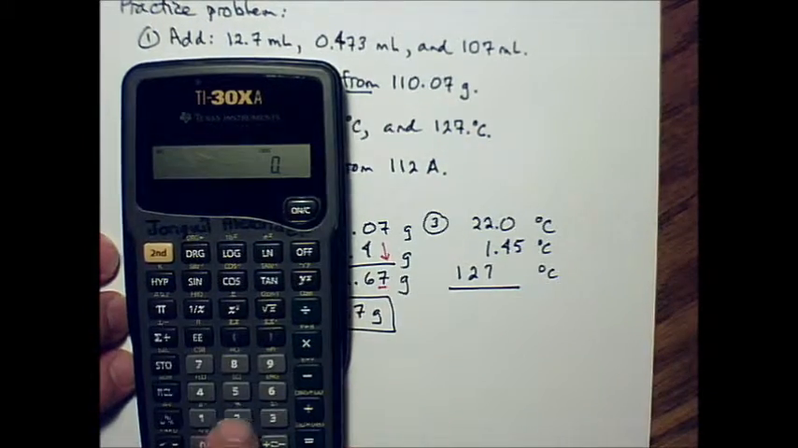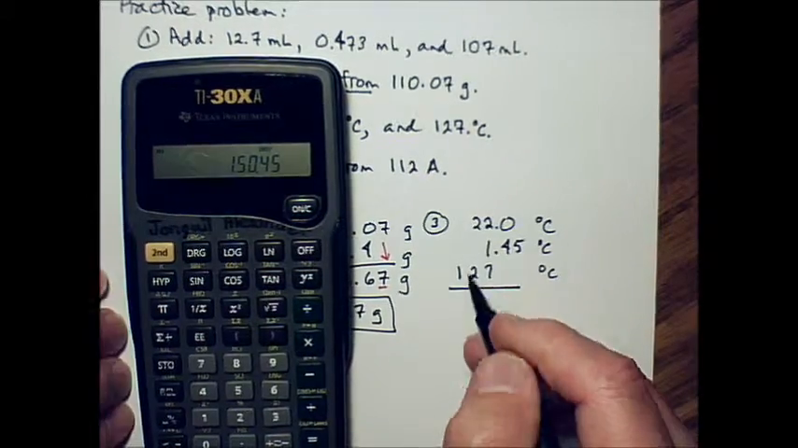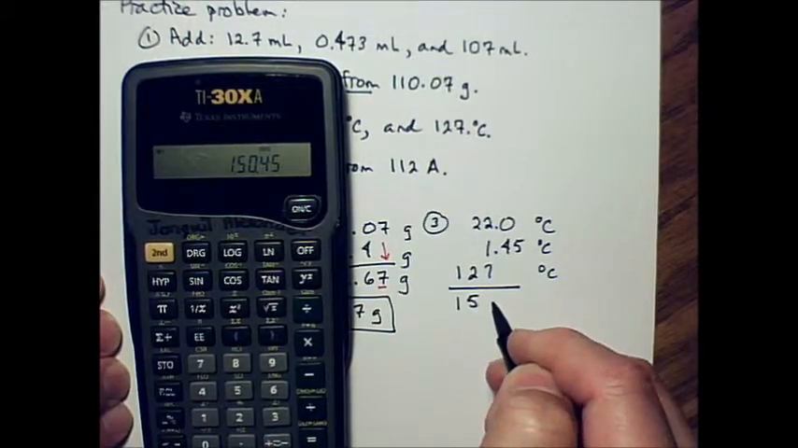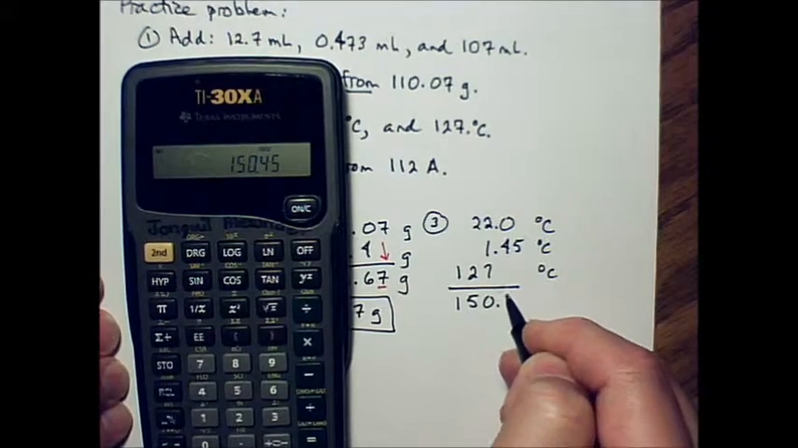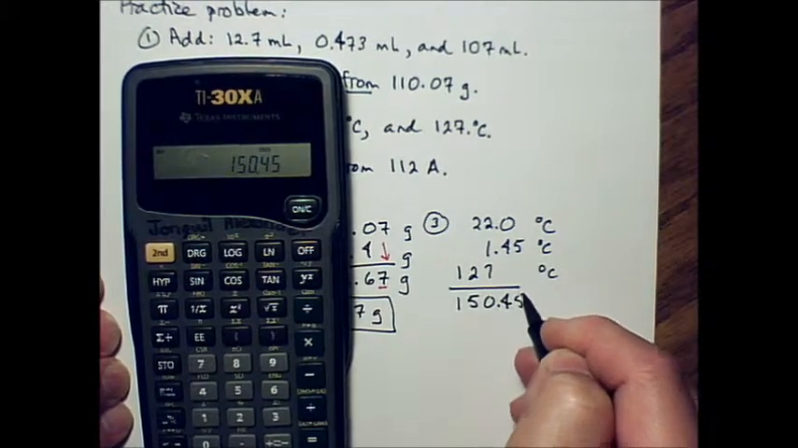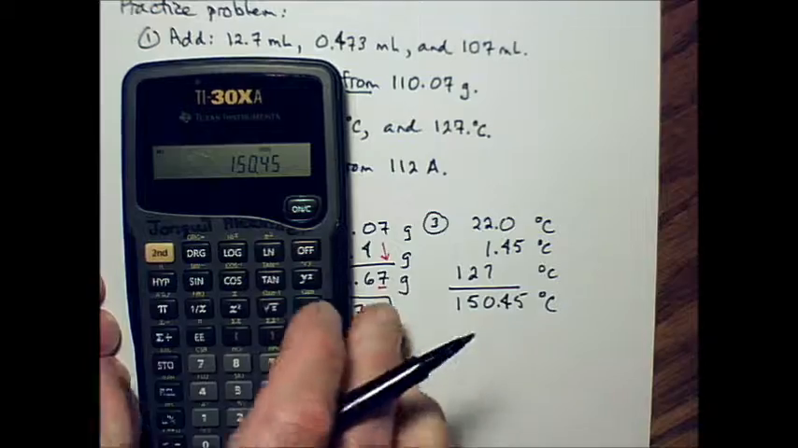So let's see, 22.0 plus 1.45 plus 127. I get 150.45 degrees C.